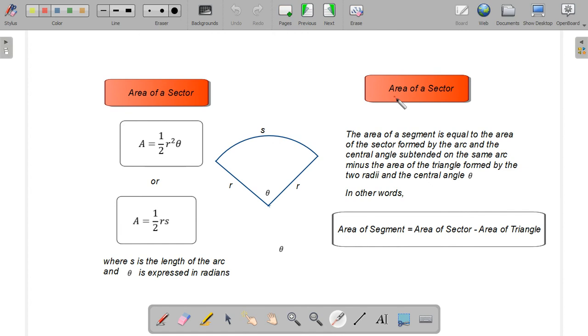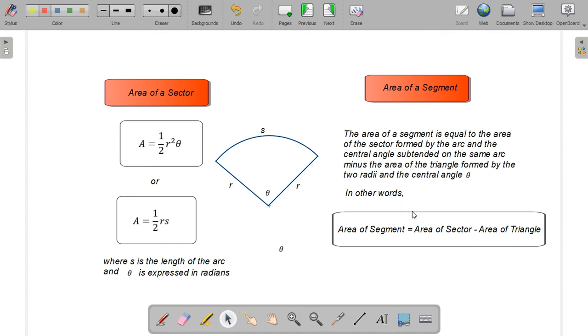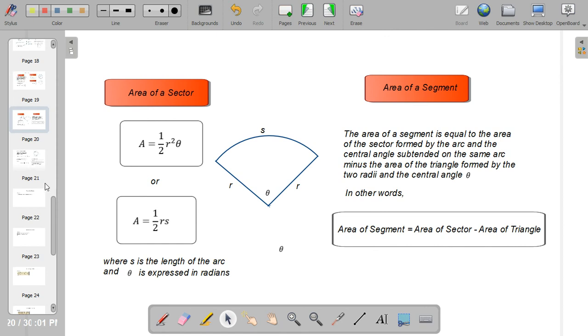Okay. And then we have how to get the area of a segment. Okay, so this is a segment, not a sector. So let me correct this. So this is the area of a segment. The area of a segment is equal to the area of the sector formed by the arc and the central angle subtended on the same arc minus the area of the triangle formed by the two radii. So we have a picture of that.